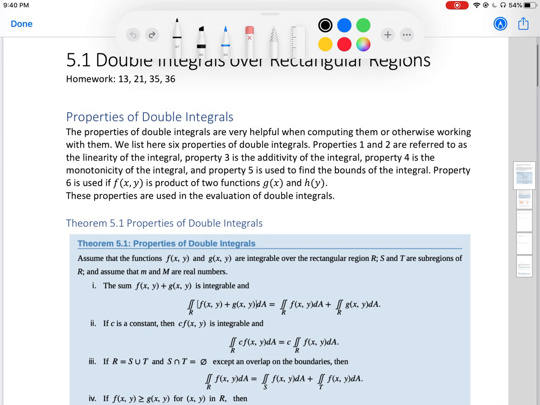So to begin, I left out a large chunk of the beginning of the chapter, and I chose not to focus on that because it's just developing volumes and double integrals using rectangular regions and Riemann sums, very similar to what you saw in your first calculus course. So I skipped that for the sense of just getting to what we need to do.